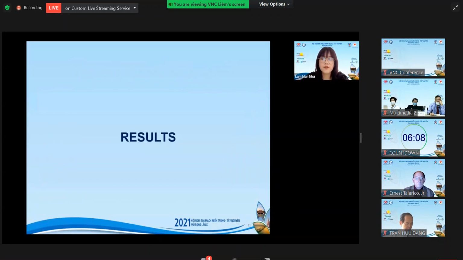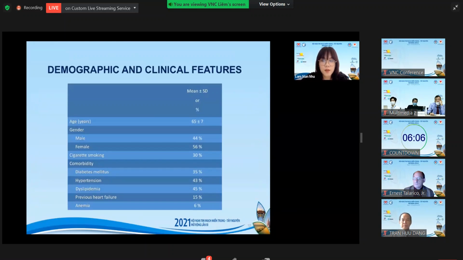Working on the research of 50 patients, here are the demographic and clinical features. Almost all the patients are elders. The percentage of females is slightly more than males. About 30% of them smoke. The research team also noted the patients' comorbidities, including dyslipidemia, hypertension, diabetes, previous heart failure, and anemia.